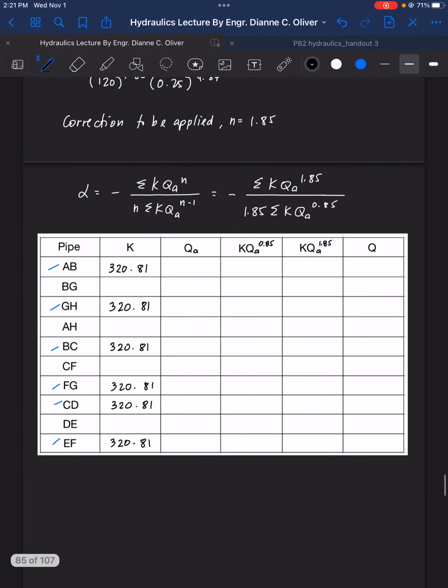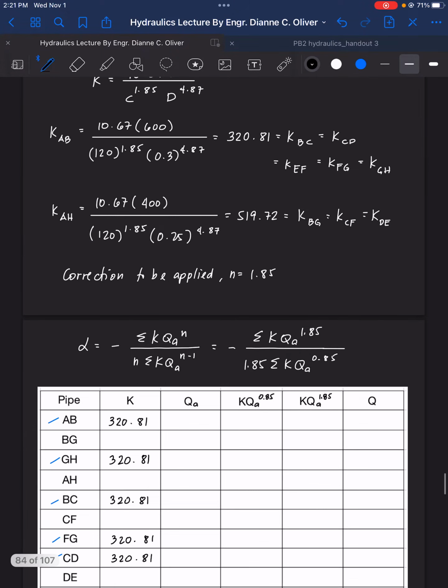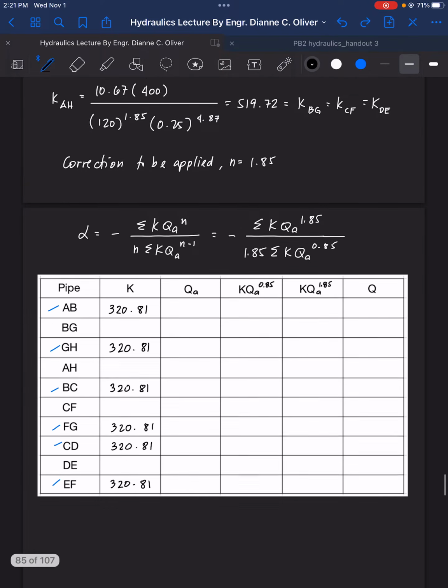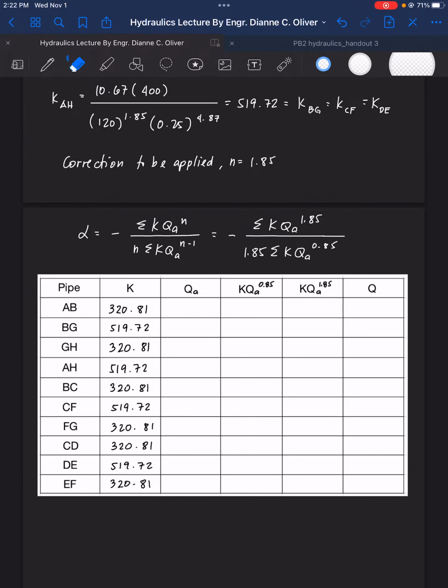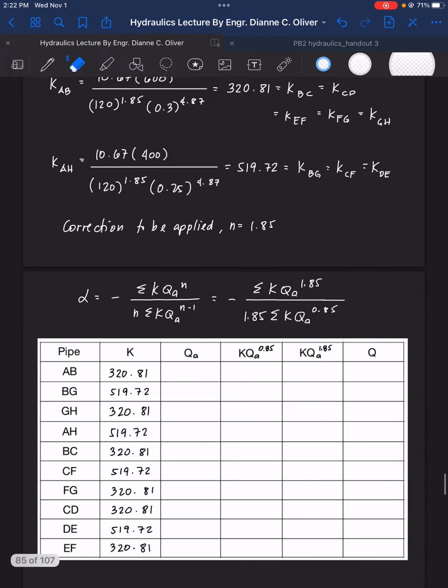And the rest have the K value of 519.72. So this is the value for the 4 pipes. So that's for the K value.